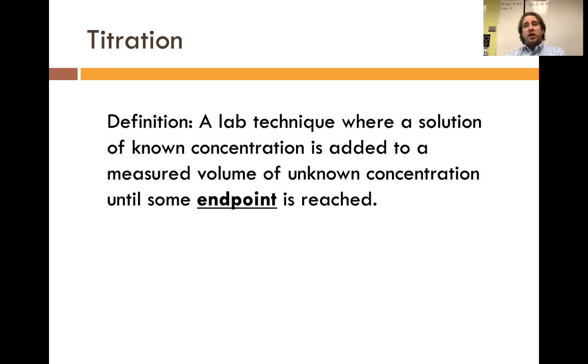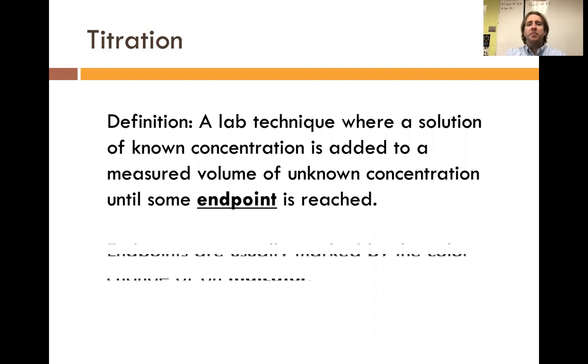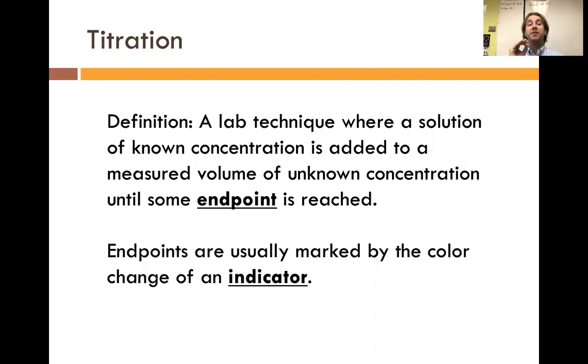So by definition, if you look it up in the textbook or online, a titration is just a lab technique where a solution of known concentration is added to a measured volume of an unknown concentration until some endpoint is reached. Oh, there's a new word in here too, endpoint. Endpoints are marked by a color change of an indicator. We know to stop at the endpoint because it changes colors. All this to say, all we're doing is using our knowledge of chemistry to figure out an unknown concentration.